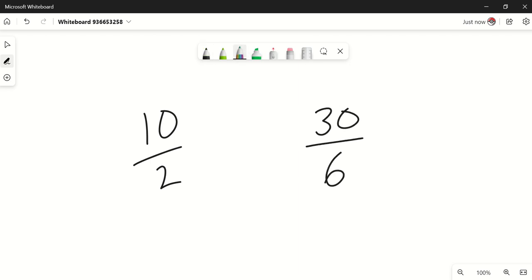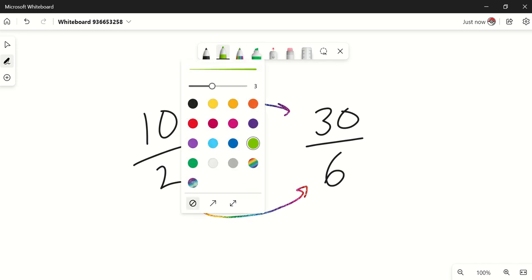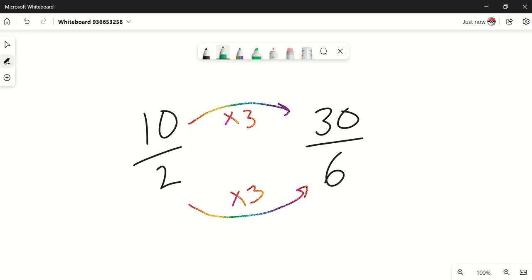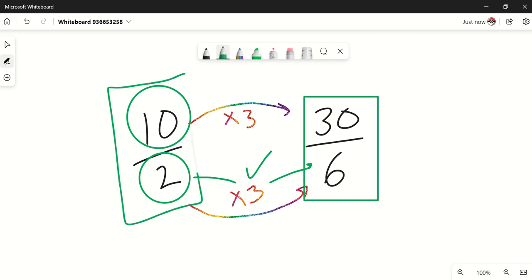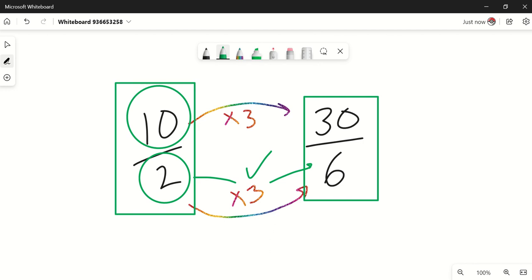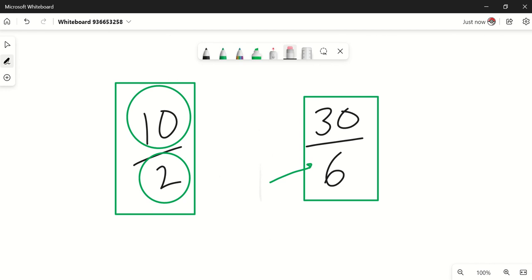Now, we're going to see if there's a relationship here. To make 10 become 30, I obviously need to multiply it by 3. Now, if multiplying 2 by 3 equals 6, then these two are going to be equivalent ratios, because remember, whatever happens to the top also has to happen to the bottom. Now, 2 times 3 does equal 6, so it checks off. Therefore, 30 to 6 is equivalent to 10 to 2. They are equivalent ratios.